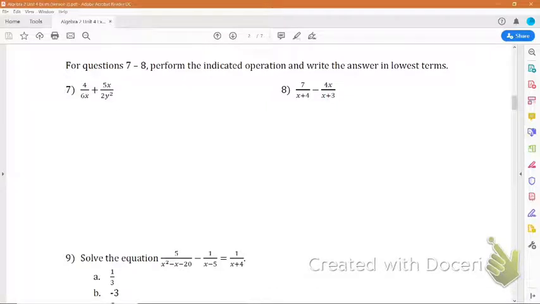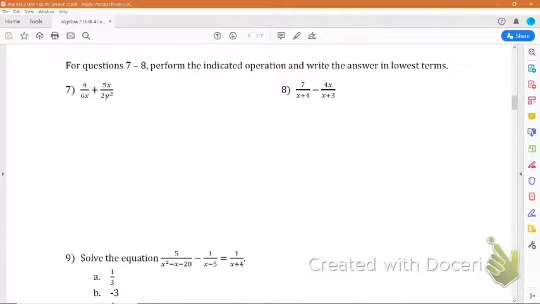Questions 7 and 8 are similar. 7's a little bit shorter because you don't have to factor anything. Actually, neither one of these you have to factor anything. You just make the denominator the same. You do need to make the denominator the same.